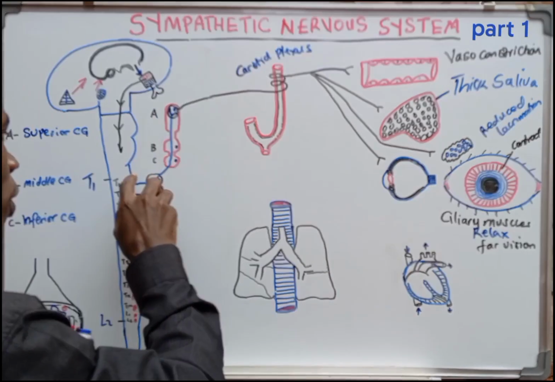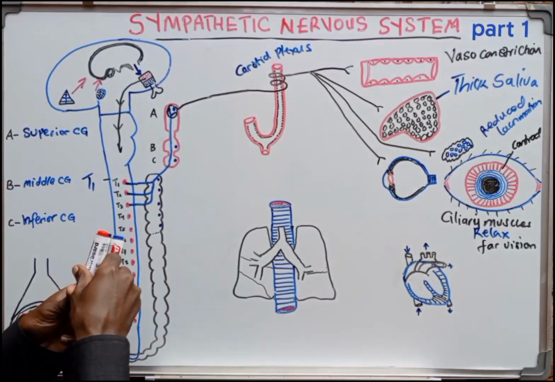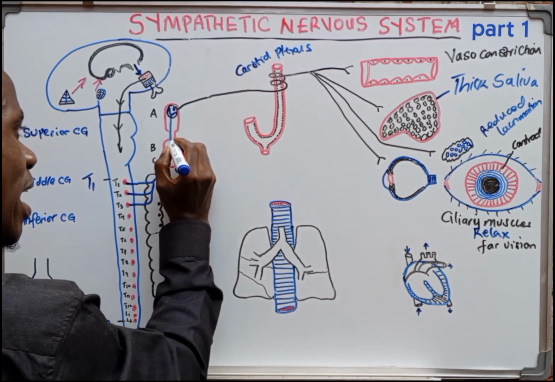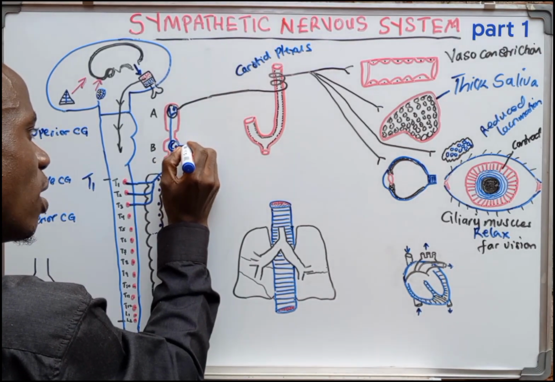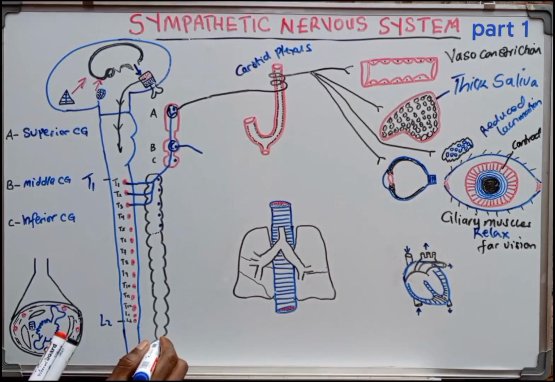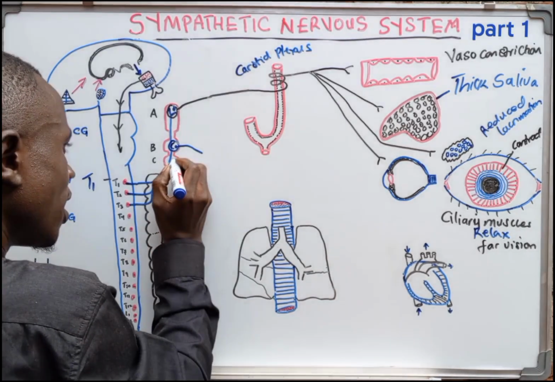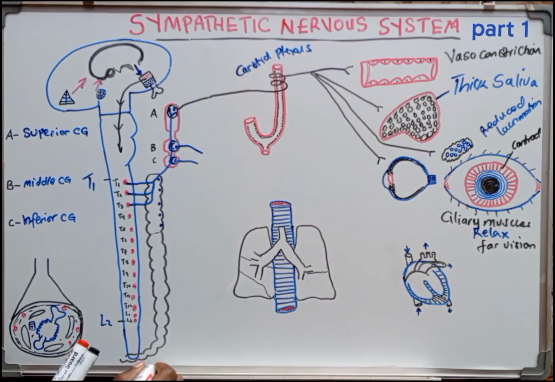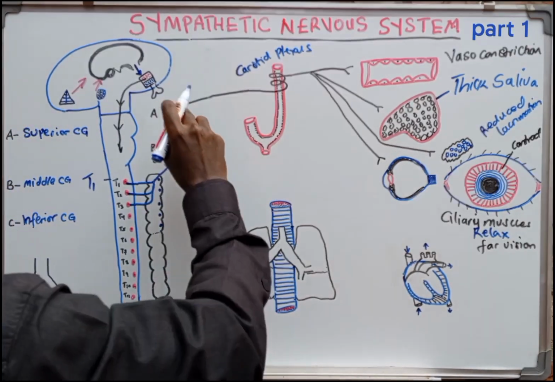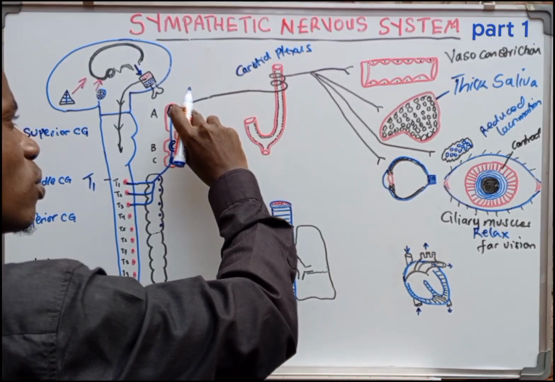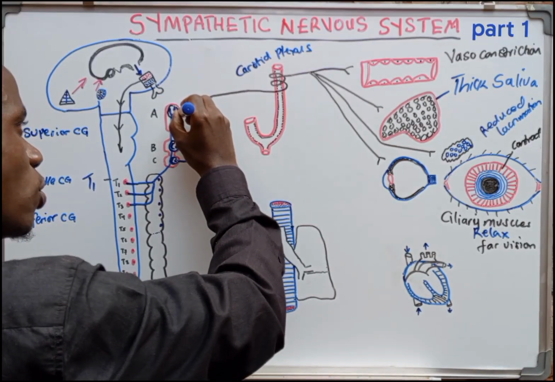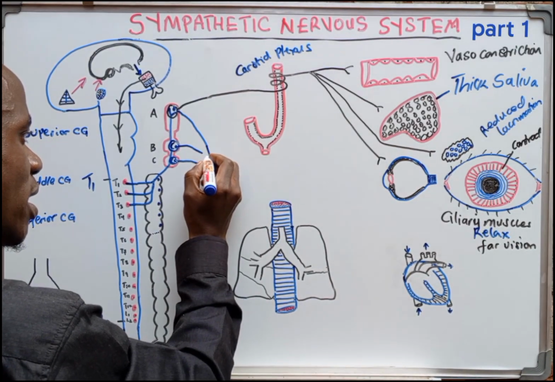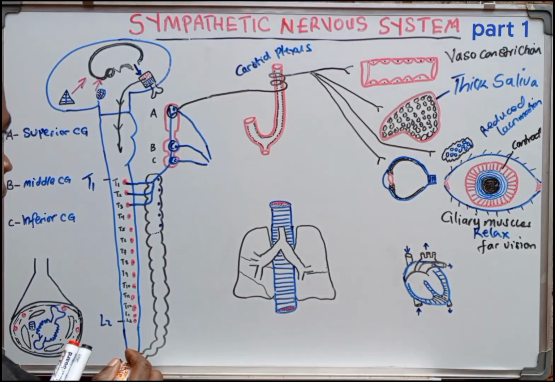Now, you're going to have these preganglionic motor fibers coming. Some of them are going to be synapsing with this ganglion, and if they synapse here, you're going to have postganglionic motor fibers coming out. Here too you have synapsing, and then postganglionic motor fibers coming out. We may also have some fibers coming from the superior cervical ganglion. Collectively, they are going to come together.